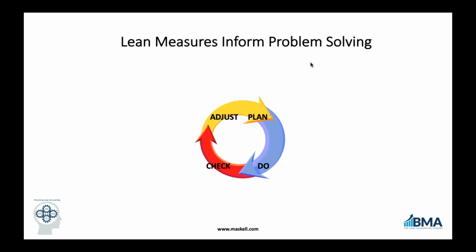We mentioned earlier, lean measures inform problem solving. What I like to say is that this is sort of like the acid test of whether a lean measure is good. If it is giving insight into problems and issues, and teams are solving problems, it is a good measure. But if teams are not using it in that way, it's probably a sign that you may need to adjust the measure.